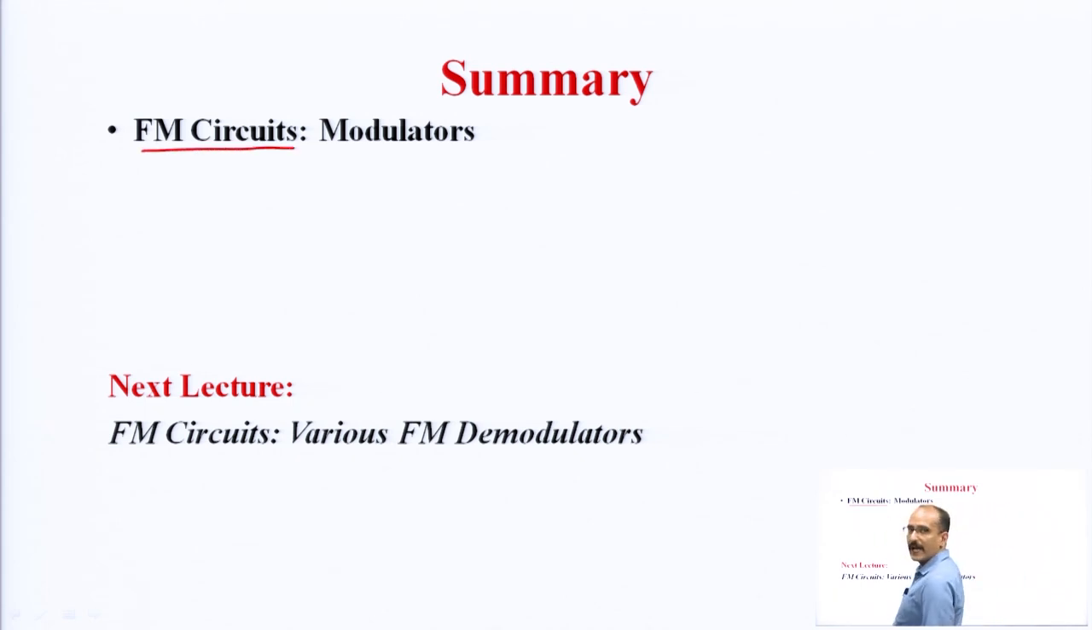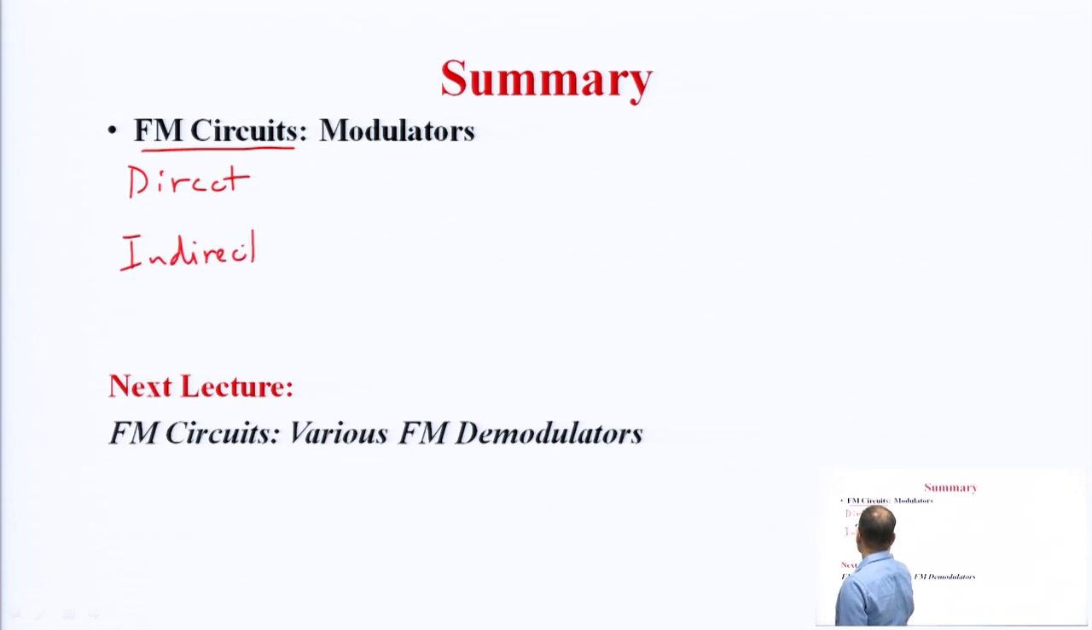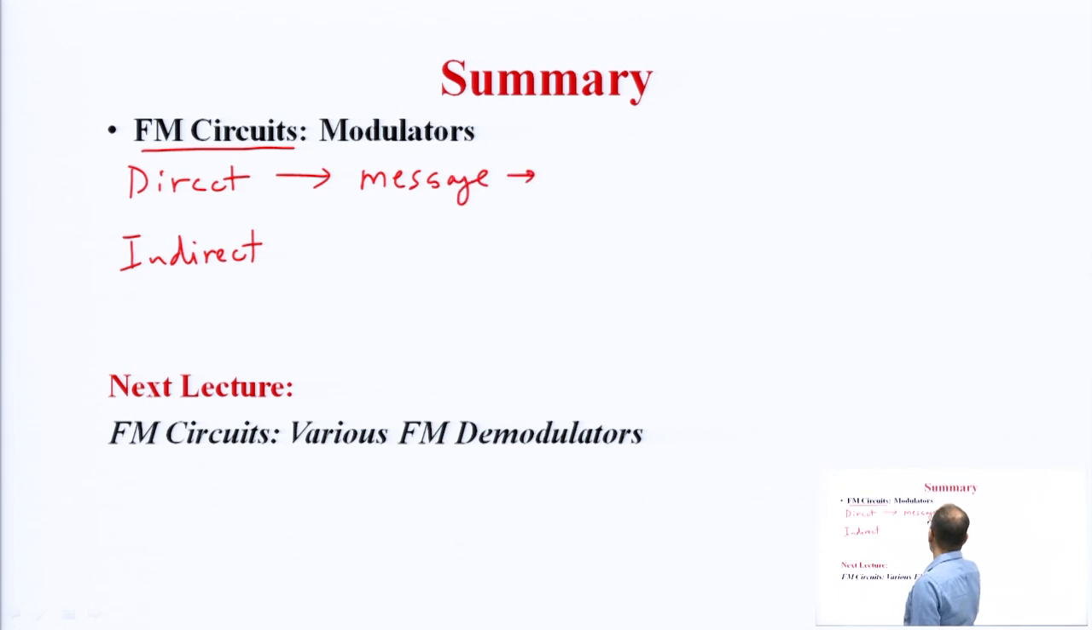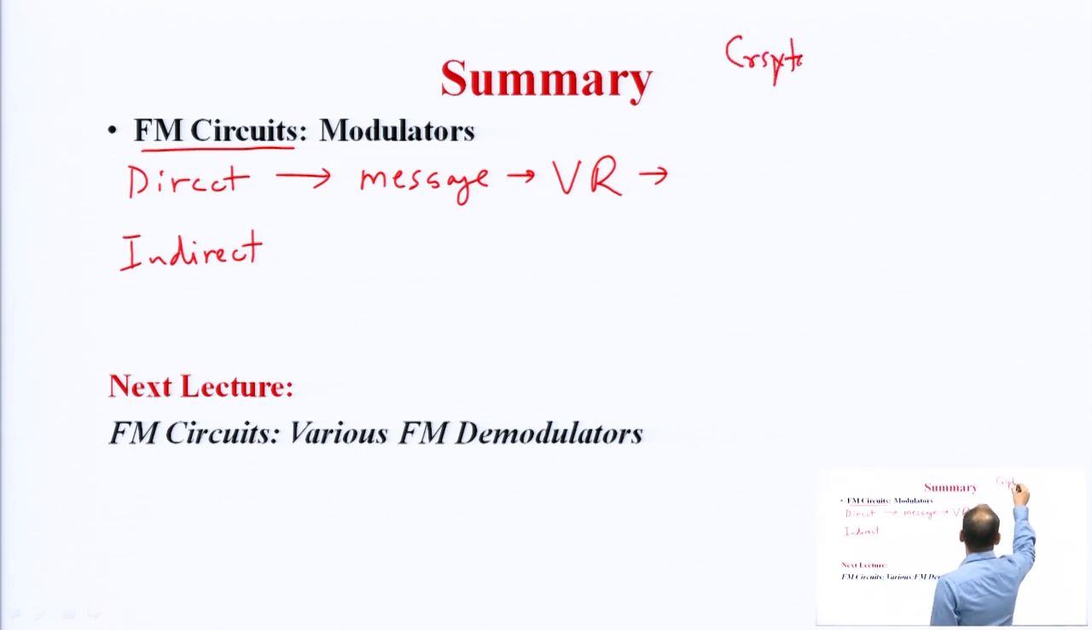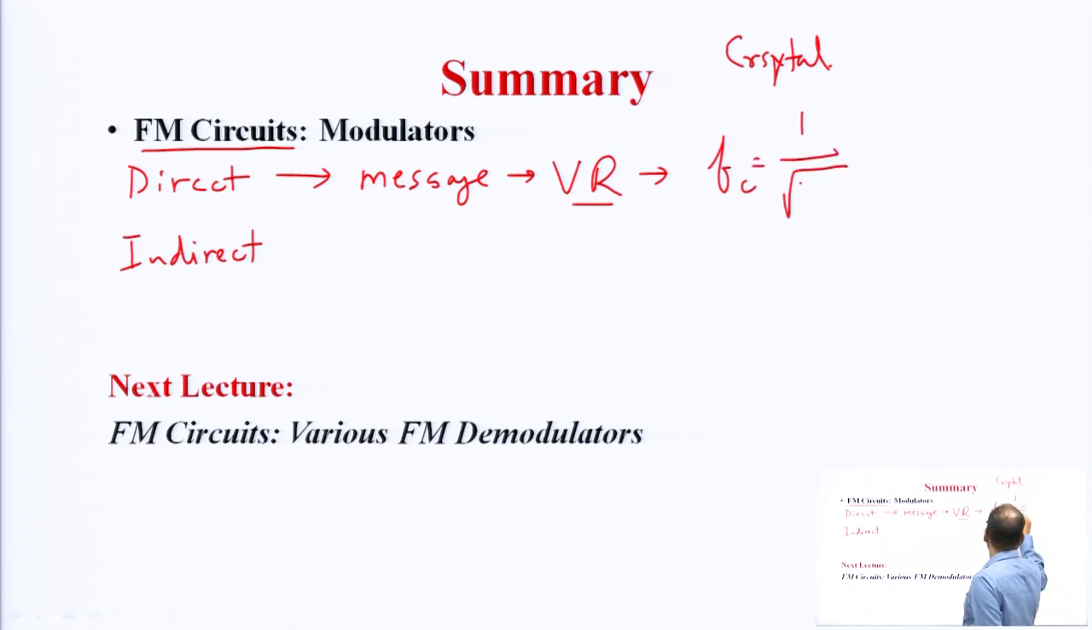So, as I told you, we have two types of modulation technique, that is direct and indirect. In the direct modulation technique, we are taking the message signal and applying it to a variable reactance device that may be a varactor diode, or a tank circuit of the amplifier. In this technique we are using a crystal oscillator so that more stability can be achieved. Then the variable reactance device changes the output frequency, which is governed by this formula, the cutoff frequency. If there is any change in the L part or C part, it will change the output frequency.